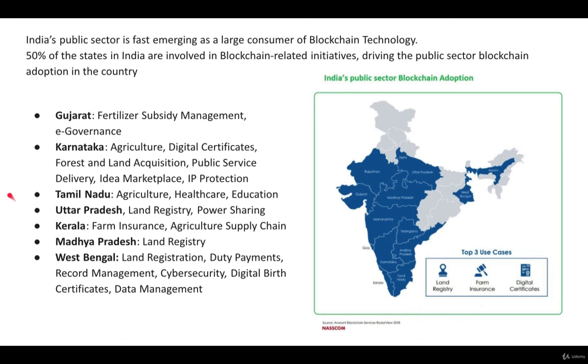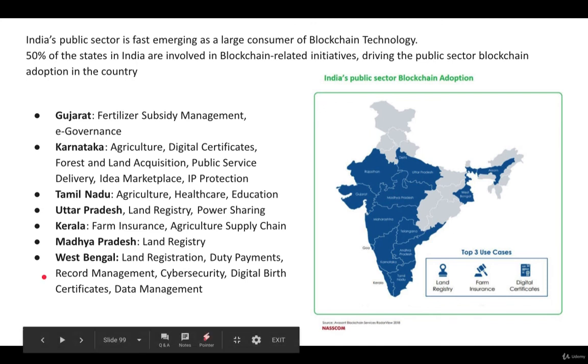Tamil Nadu is working on agricultural, healthcare, and education. Uttar Pradesh is working on land registry, power sharing. Power sharing will be focusing on the energy sector. Kerala is working on farm insurance, agricultural supply chain. Madhya Pradesh on land registry. West Bengal on land registration, duty payments, records management, cyber security, digital birth certificates, and even data management of the state.